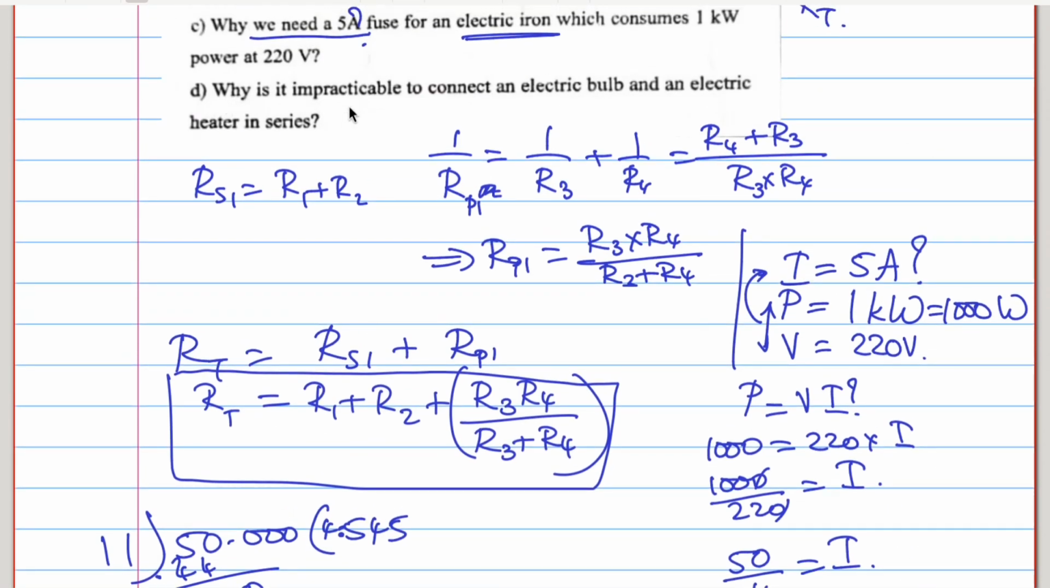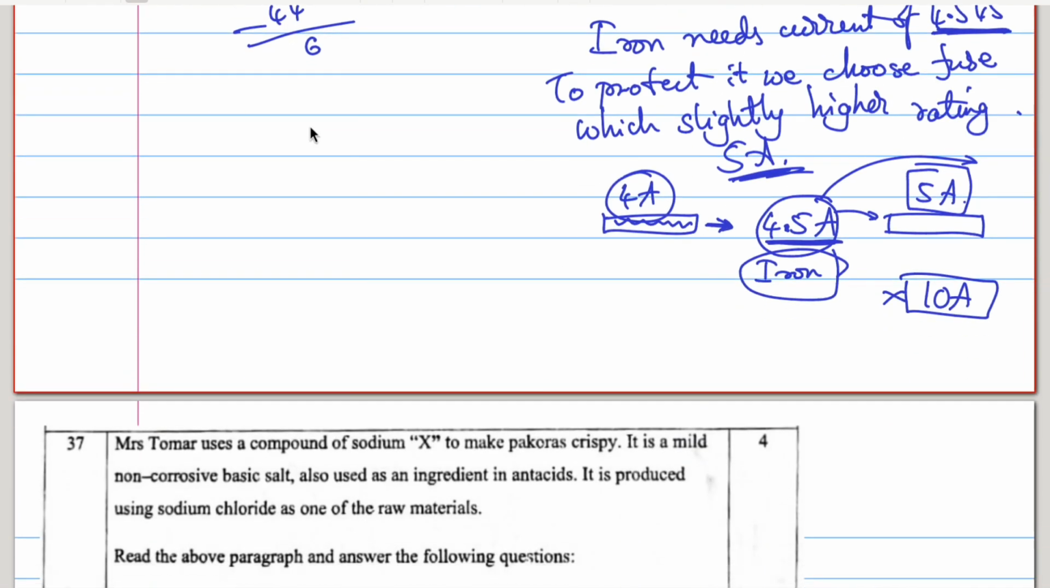Sub question D, why is it impractical to connect an electric bulb and an electric heater in series? So basically they are asking, we have a bulb and we have a heater. If we connect both of these in series, then what will happen? We know that in series connection, the currents remain the same. And we know that a bulb requires less current, and a heater, because it has to generate heat. And by Joule's law, we know that heat generated will be proportional to the square of the current.